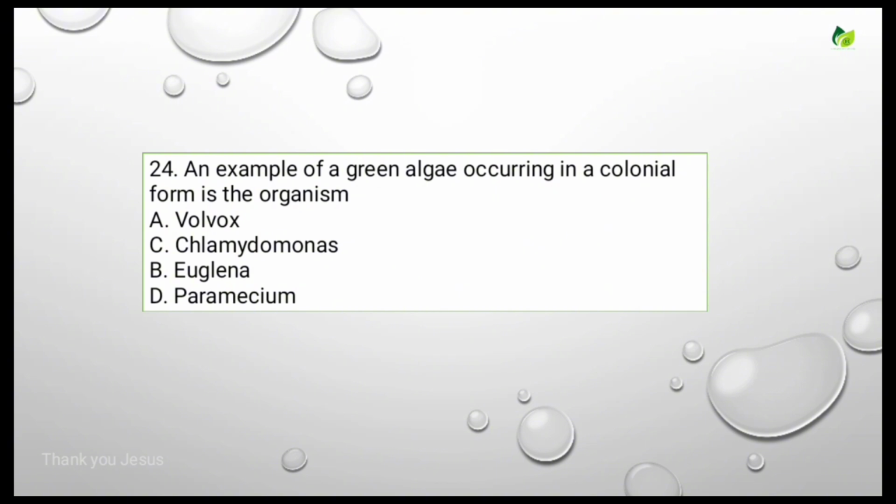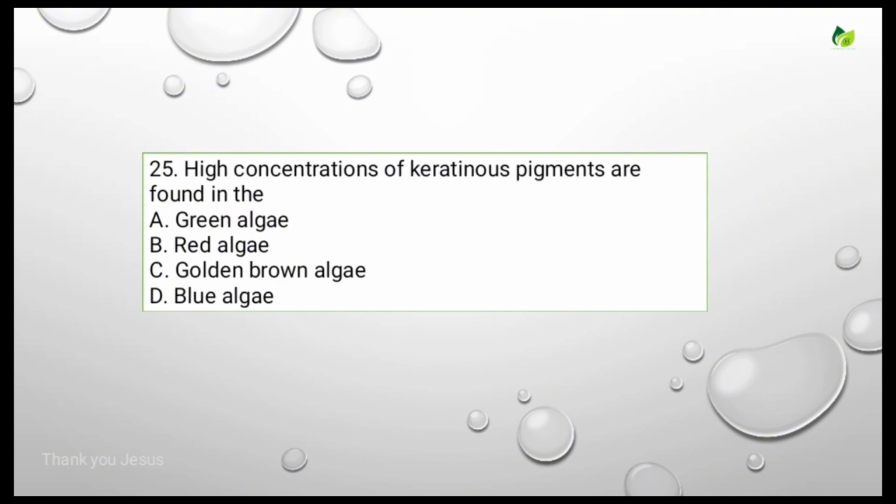Let's see the next question. An example of a green algae occurring in a colonial form is. Options are Volvox, Chlamydomonas, Euglena, Paramecium. Yes, Volvox is a colonial green algae. Let's see the next question. High concentrations of carotenoid pigments are found in the. Options are green algae, red algae, golden brown algae, blue algae. For this, the correct answer is golden brown algae.